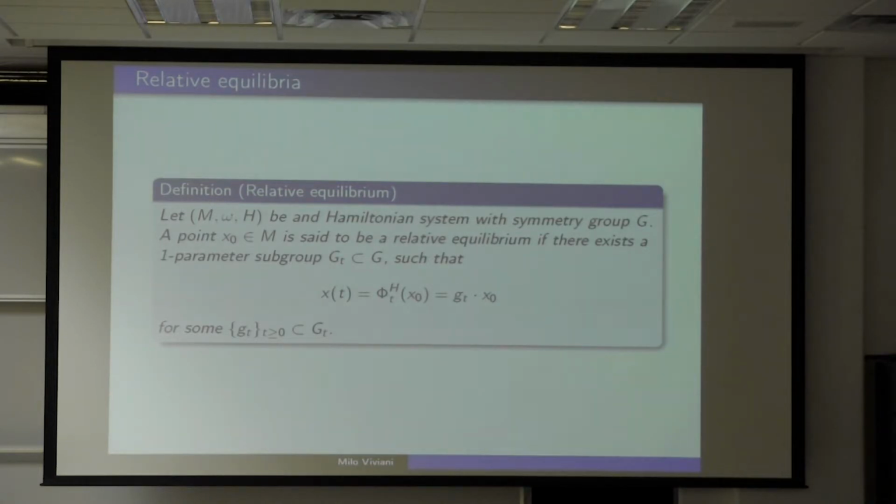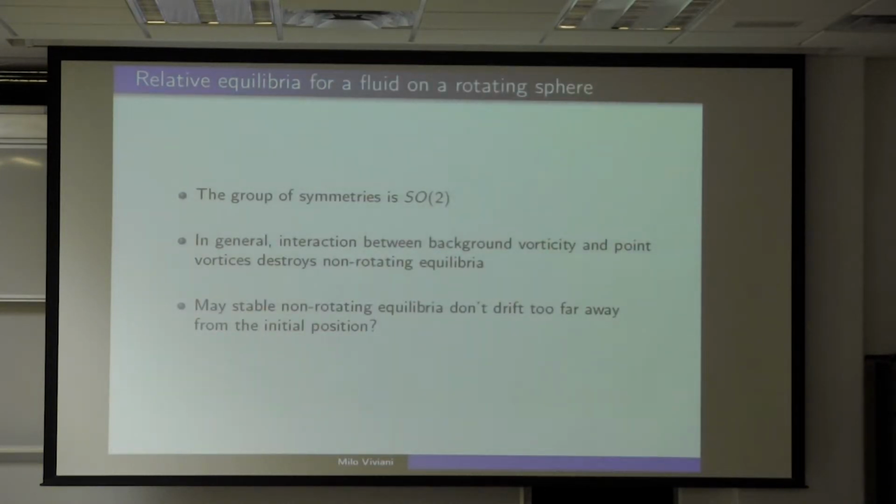Okay, so now it's time to talk about relative equilibria. So here just recall relative equilibria. Given a Hamiltonian system with symmetry group G, we say that a point is a relative equilibrium if there exists a one-parameter subgroup such that the flow starting at this point is exactly parameterized by this one-parameter subgroup. In our case, the group of symmetry is SU(2) because the sphere is spinning, right? So we search for relative equilibria that have this symmetry, that are related to this symmetry.